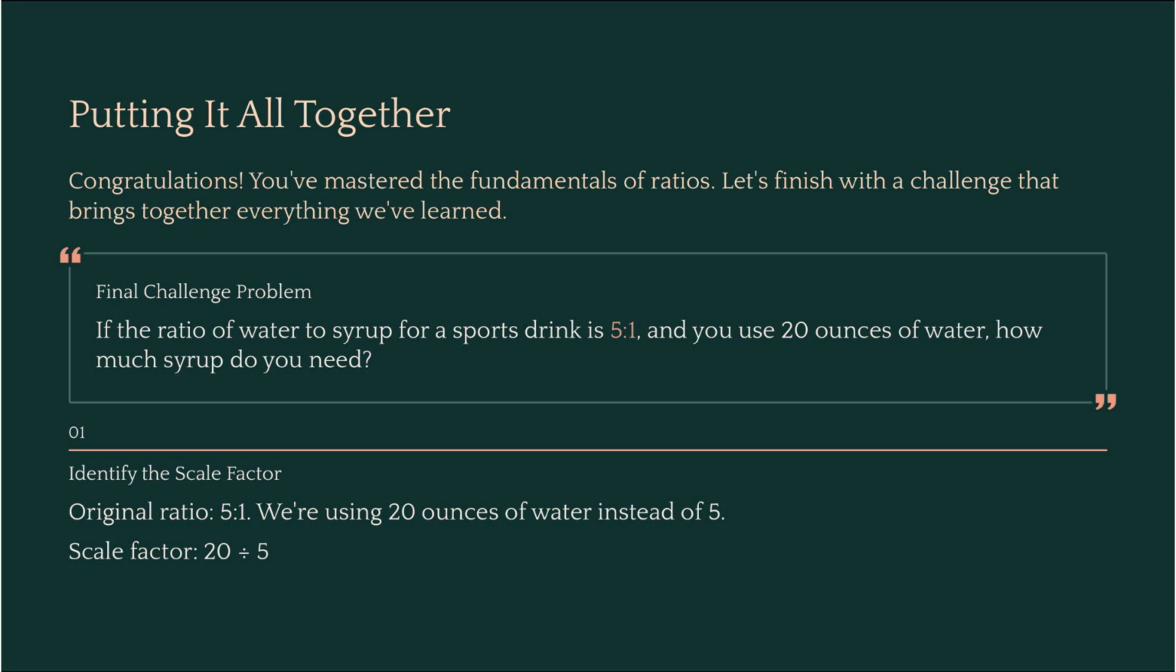Think about how you got from 5 parts of water to 20 ounces. You multiplied the 5 by 4. 5 times 4 equals 20. You must apply that same factor to the syrup part. So 1 times 4 means you need 4 ounces of syrup. The new equivalent ratio is 20-to-4. Keep an eye out for ratios like this. They're everywhere in your daily life.